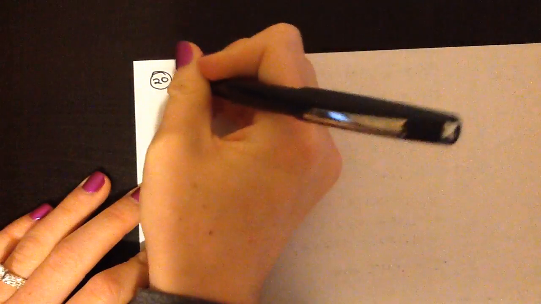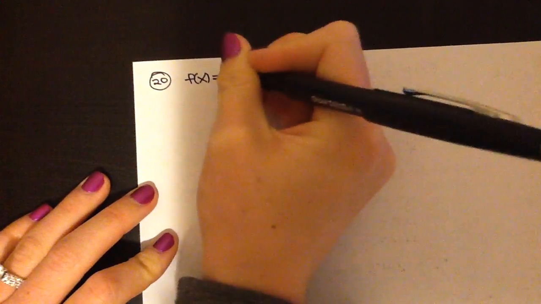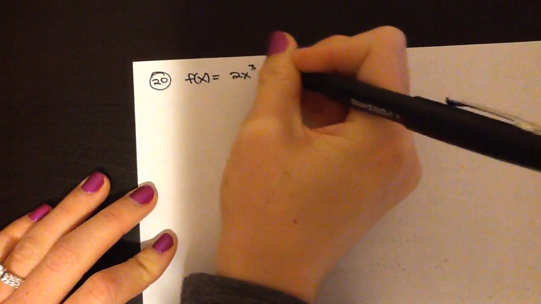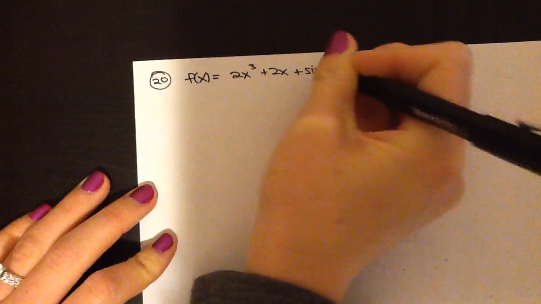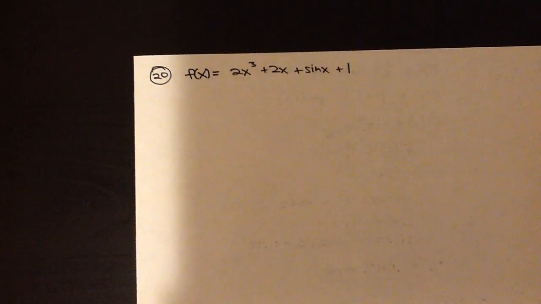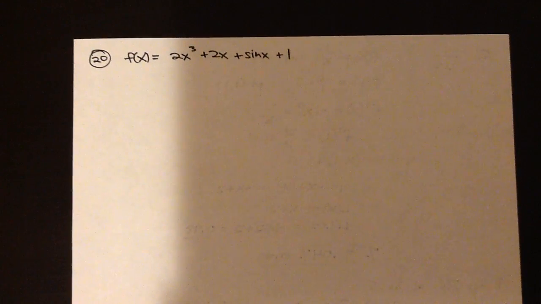So number 20 and then number 21 are the same type of problem. So show that f of x equals 2x cubed plus 2x plus sine x plus 1. Whew. Has precisely one real root. So this is an application of Rolle's theorem. It's kind of a weird application of Rolle's theorem. What we do is to prove that it has only one root, we kind of assume, okay, so let's say for now that we actually have 2 real roots, and then we prove that that can't possibly be true, okay?